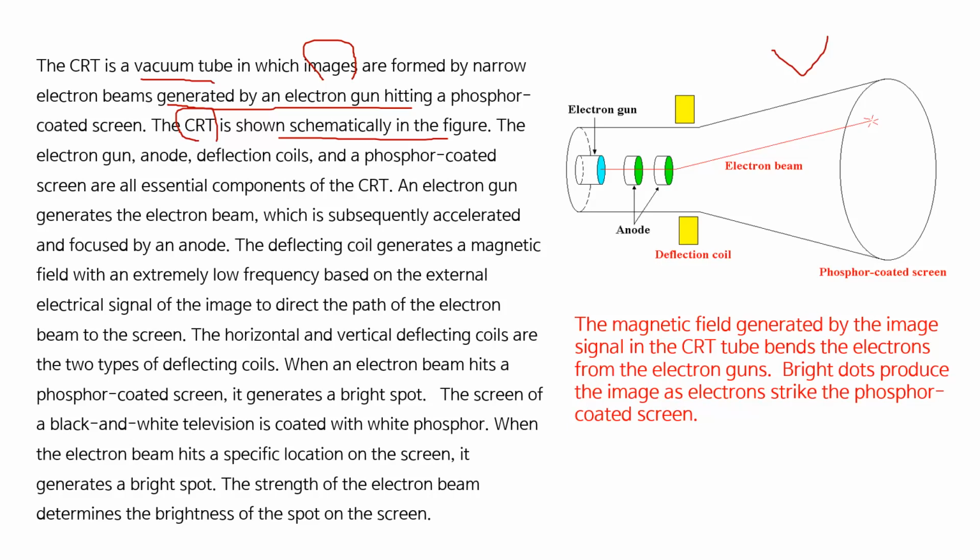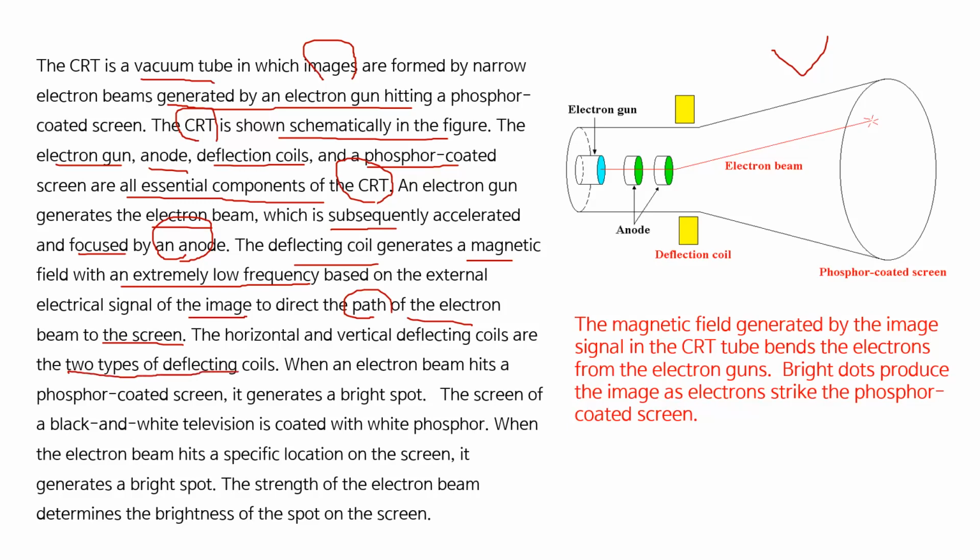The electron gun, anode, diffraction coils, and a phosphor-coated screen are all essential components of the CRT. An electron gun generates electron beam, which is subsequently accelerated and focused by an anode. The diffracting coil generates a magnetic field with an extremely low frequency based on the external electrical signal of the images to direct the path of the electron beams to the screen. The horizontal and vertical diffracting coils are two types of diffracting coils.